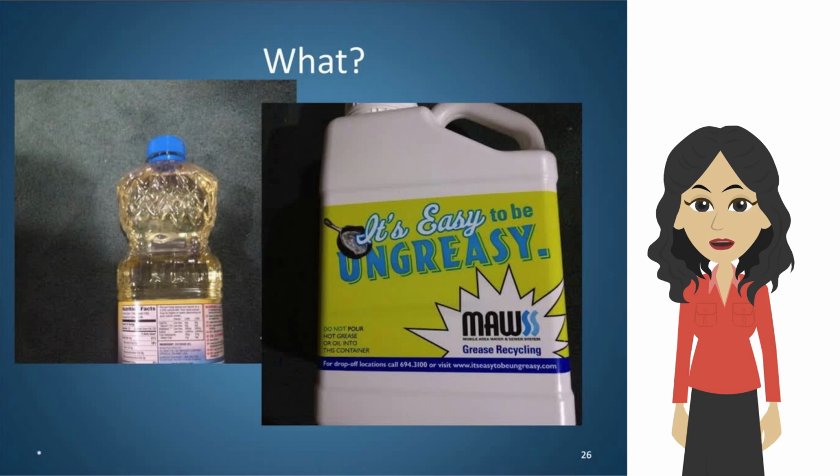The best thing to do with used oil is to recycle it. The oil can be put in a plastic bottle and taken to a place that can recycle it. For example, the Mobile Area Water and Sewer Systems has special bottles that can be used to collect oil. Other types of oil, like the oil used in cars, can also be recycled.